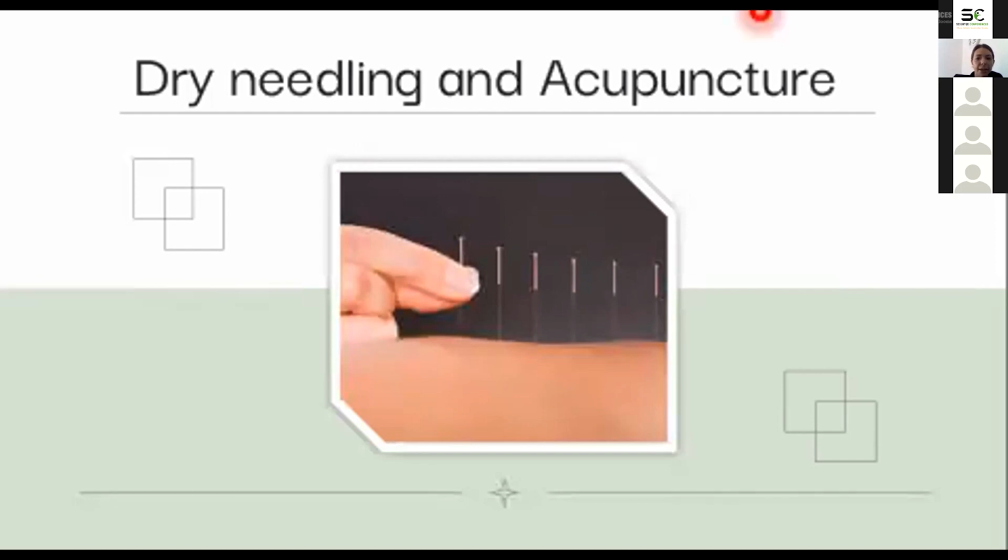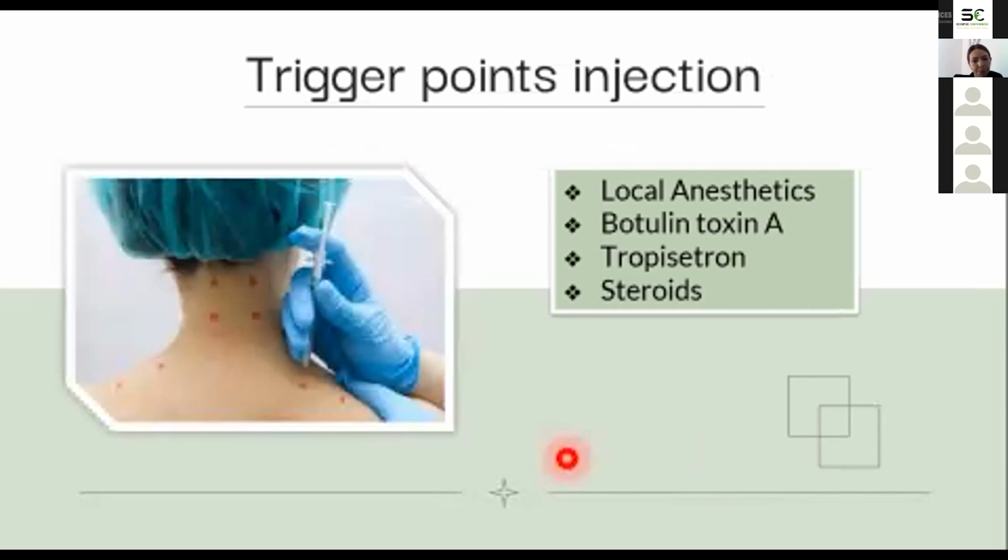These techniques act directly on the nerve fibers of painful sensation, stimulating the local activation of the A delta fibers and the inhibition of the C fibers that carry the local pain impulse, resulting in the relaxation of the tensile muscle band. The needling techniques can adhere to a variety of substance injections like local anesthetics, botulinum toxin A, tropisetron, and steroids.